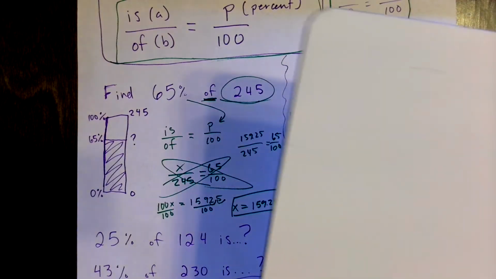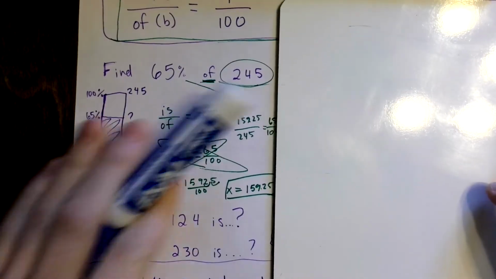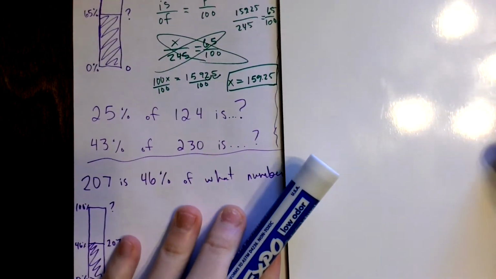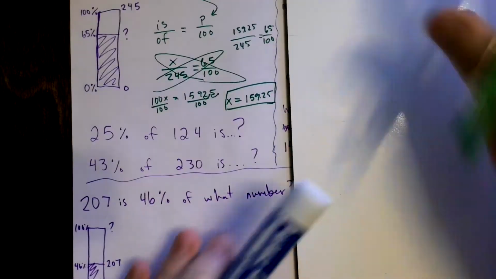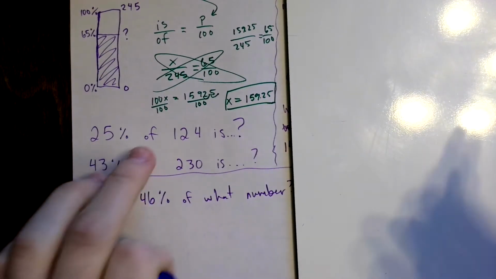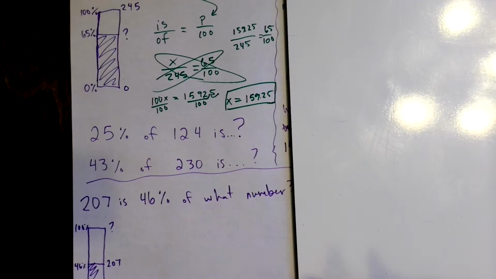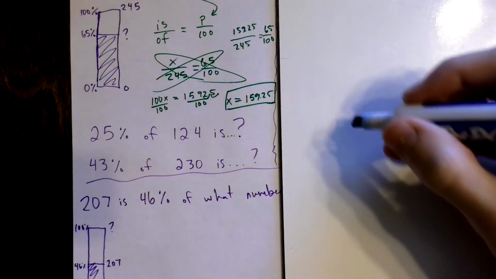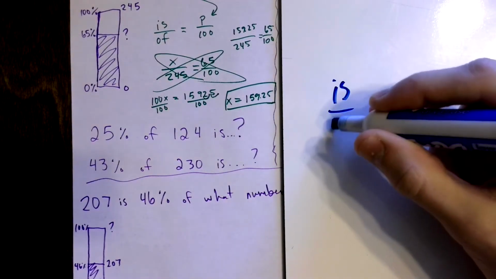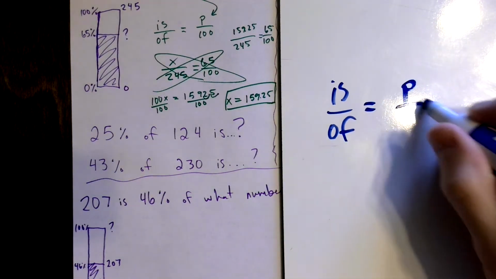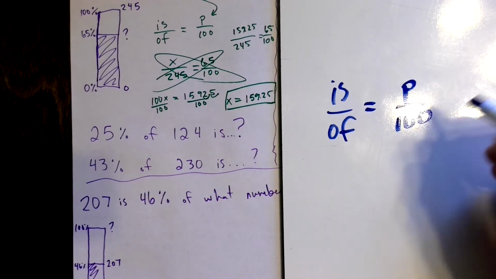We got a couple more examples. It doesn't look like I'm going to have room on my board here, so I'm going to pull out my whiteboard beside us, and we're going to look at this a little bit here. So our next one, they tell us 25% of 124 is question mark. So again, we are using that is over of equals percent over 100.